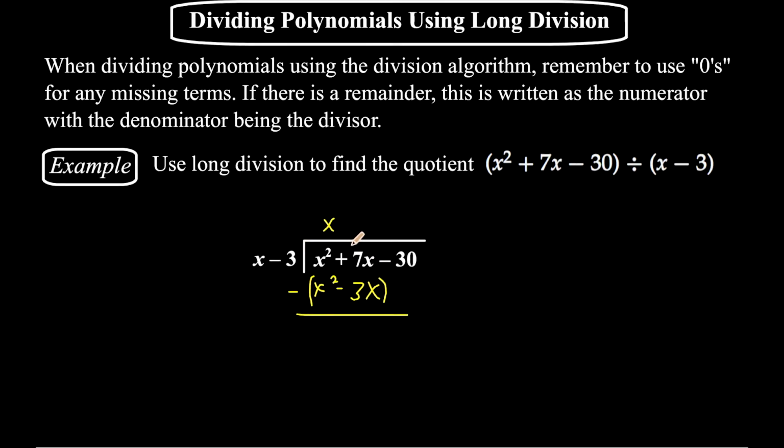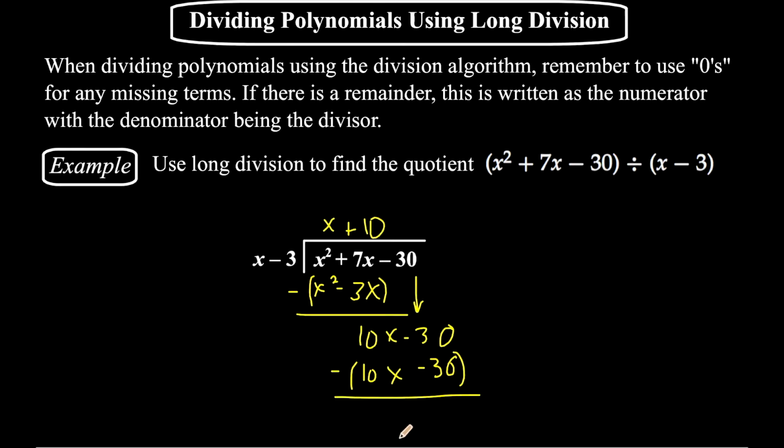X squared minus x squared is 0. 7x minus a minus 3x is 7x plus 3x, which gives us a 10x. Then we're going to bring down that last term, which is a minus 30. And x goes into 10x 10 times. It's a plus 10, so we want to write a plus 10 up here. Then multiply plus 10 times the whole term, which gives us a 10x minus 30, putting parentheses around that with a minus sign in front. Okay, and when we do our subtraction in this problem, we have a 0 remainder.